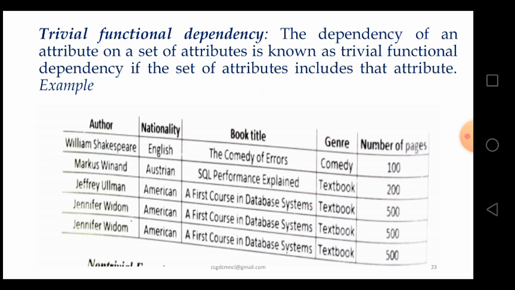Here, author, nationality, book title, genre, and number of pages are taken as one books table. Author, nationality, book title, genre, and number of pages are the different attributes we take in this table.